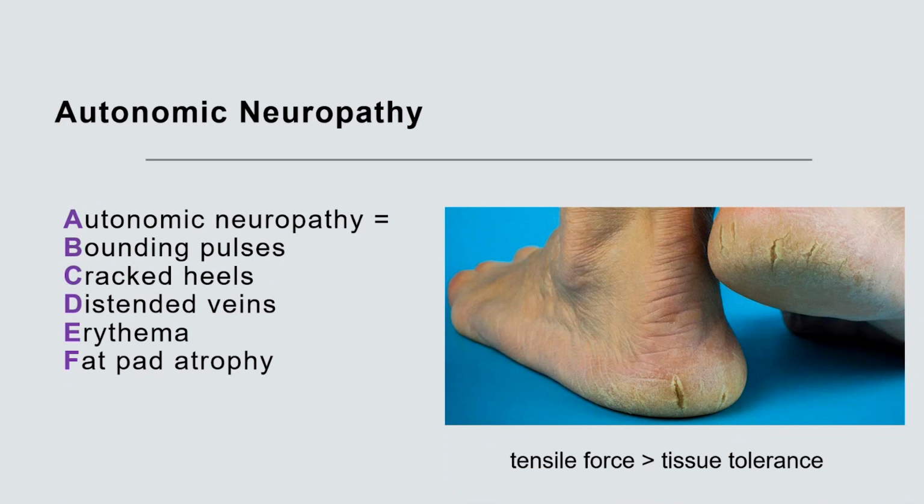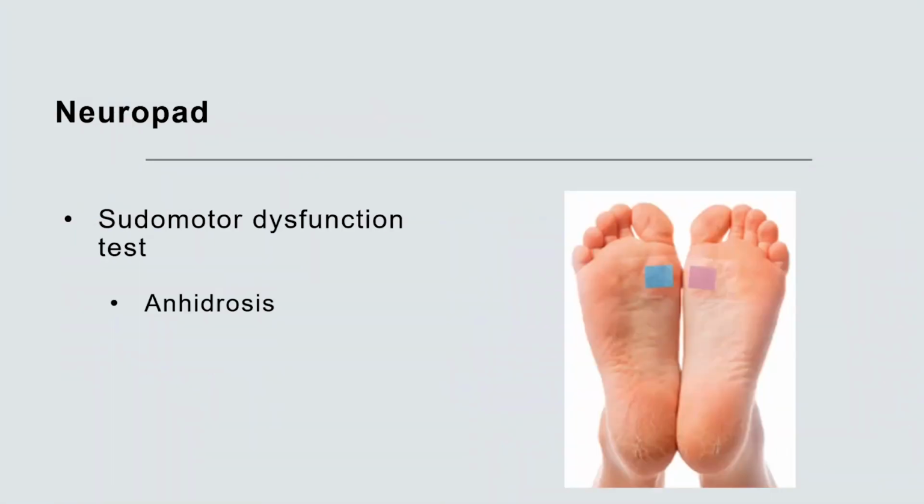We do have a test that looks at sweating. There's a Neuropad, which is a pseudomotor dysfunction test. You pop this strip, which looks a bit like a plaster, onto the skin surface and it changes color when it reacts with sweat. That might be another test that you choose to use that's not painful, but gives you something a little bit more quantifiable in terms of, is this person having an abnormal lack of sweat?